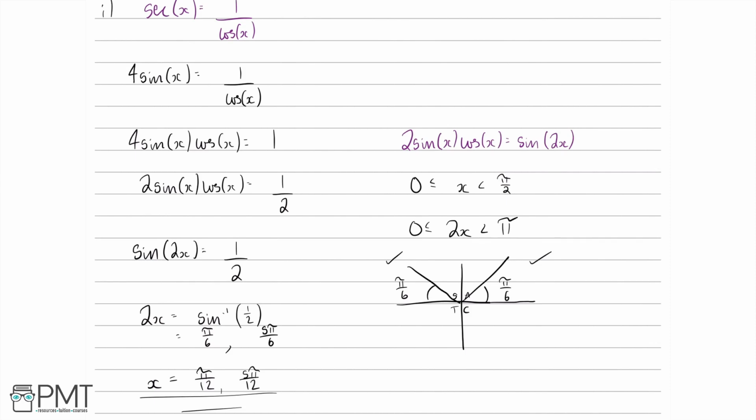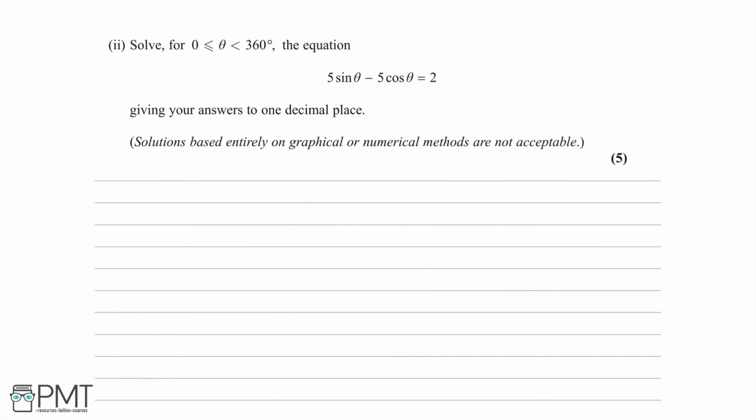In terms of the marking for this question, you'll get 2 marks for finding 2 solutions, a mark for using the double angle formula, and a mark for realizing that sec x is 1 over cos x. And that's it, 4 marks for this question. So let's move to part 2 of this question.